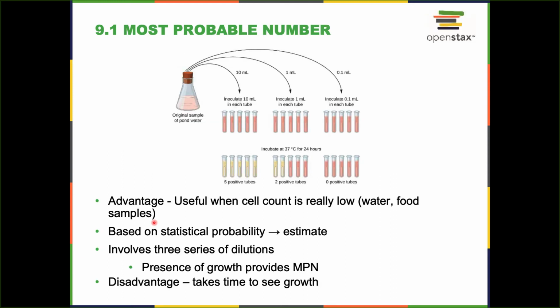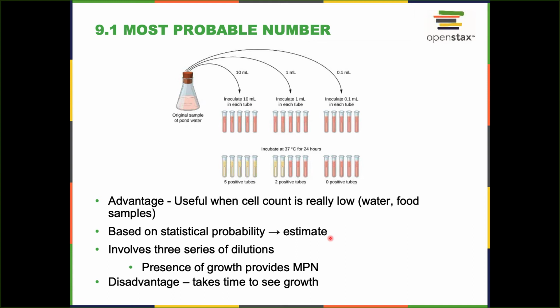All right, finally, we have our most probable number. As the name implies, already we can see one of the disadvantages is that it's a probable number. It's an estimate, so we're not getting an actual, definitive count. We're getting this estimation. But sometimes really that's all you need. Sometimes it's sufficient because for certain things, especially food samples, there's going to be so many other things going on that this range is sufficient.